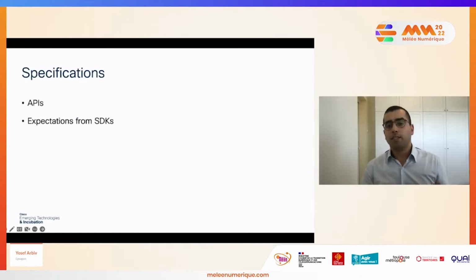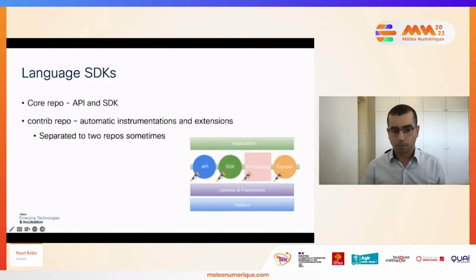The first element is the specifications. So OpenTelemetry provides specifications of how each data structure should look like, how a metric should look like, what is a trace, what spans are, how should they look like, what are the APIs that each SDK should supply, and how the SDKs should behave. So this is the first thing that OpenTelemetry provides.